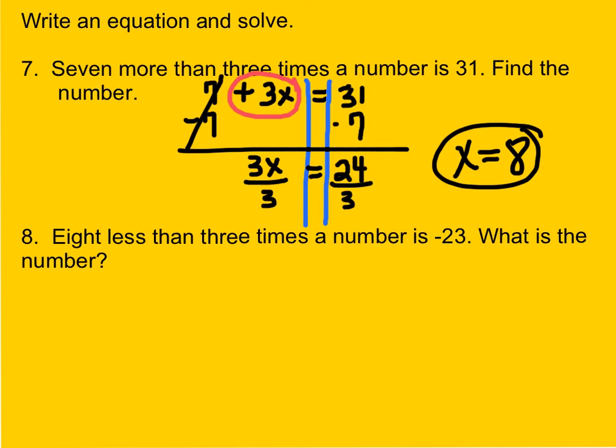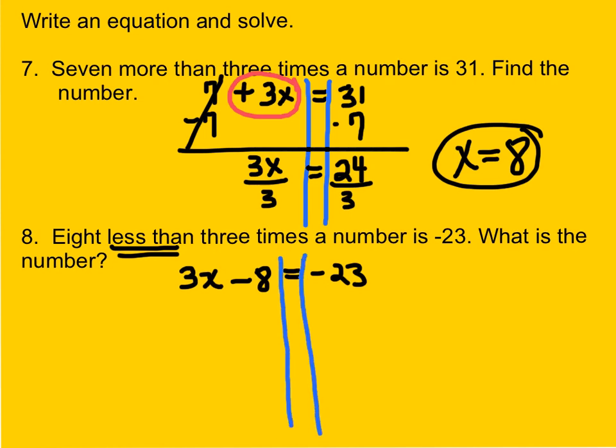8 less than 3 times a number is negative 23. What is the number? First, let's write the equation. 8 less than 3 times a number. Remember, less than means we're going to change the order around. So we want 8 less than 3 times a number is negative 23. All right, so let's go ahead and draw our river and circle our term with the variable.